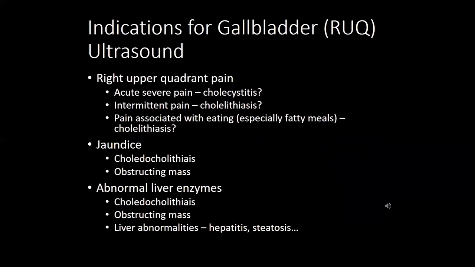You'll also perform this exam for patients who have jaundice, which may be due to cholelithiasis or an obstructing mass. Also, if the patient has abnormal liver enzymes, this could be due to biliary obstruction or liver abnormalities, and a gallbladder ultrasound can be helpful.